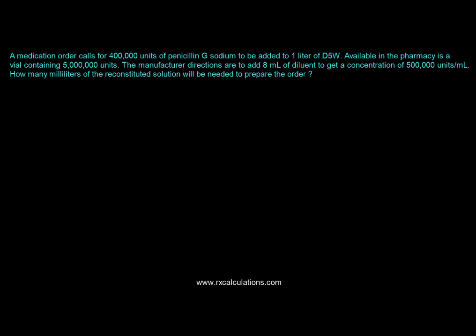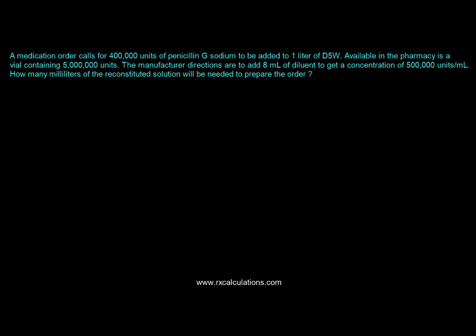So now let's take a look at the second example, which involves determining a dose calculation once you have the final concentration of a reconstituted preparation. A medication order calls for 400,000 units of penicillin G sodium to be added to 1 liter of D5W. Available in the pharmacy is a vial containing 5 million units. The manufacturer directions are to add 8 ml of diluent to get a concentration of 500,000 units per ml. How many milliliters of the reconstituted solution will be needed to prepare the order?